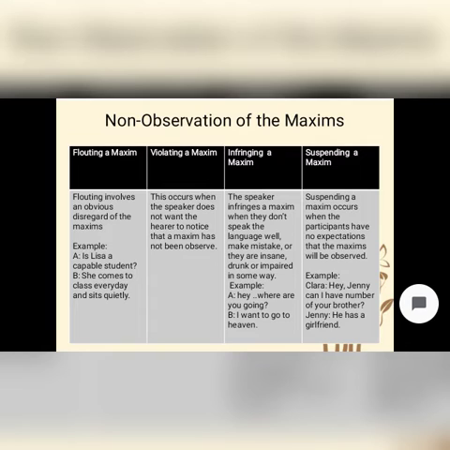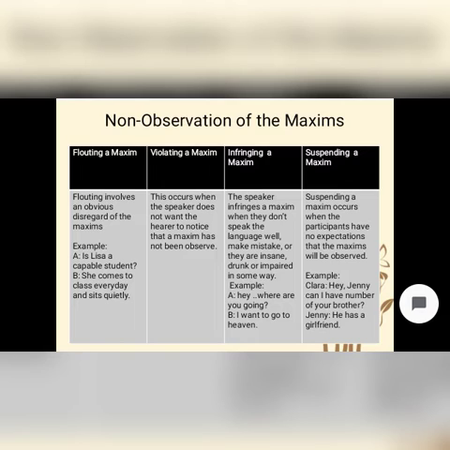Next, infringing a maxim. The speaker infringes a maxim when they don't speak the language well, make mistakes, or they are insane, drunk, or impaired in some way, or the speaker is not willing to cooperate. For example: "Hey, where are you going?" The B answer: "I want to go to heaven."